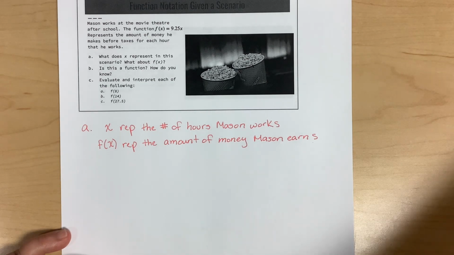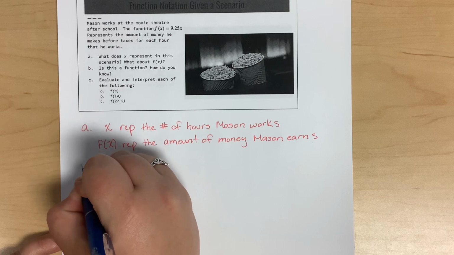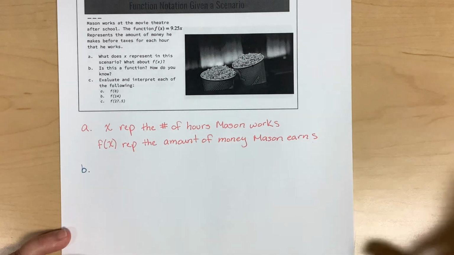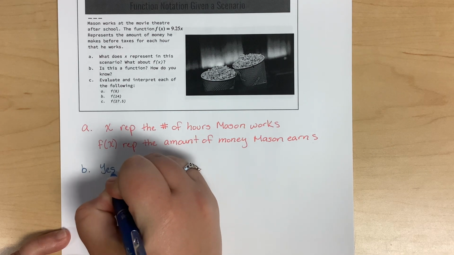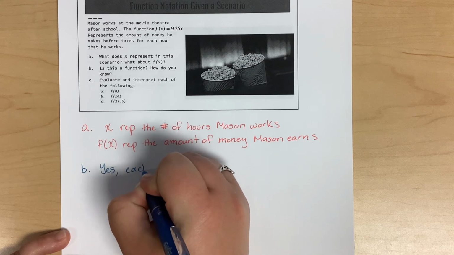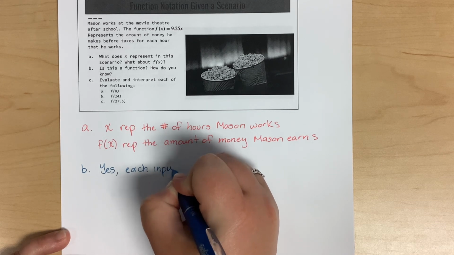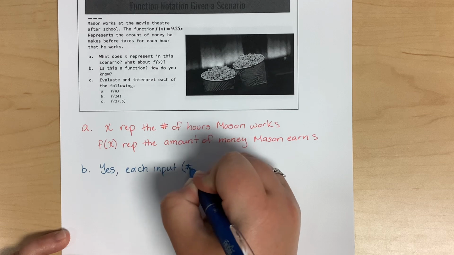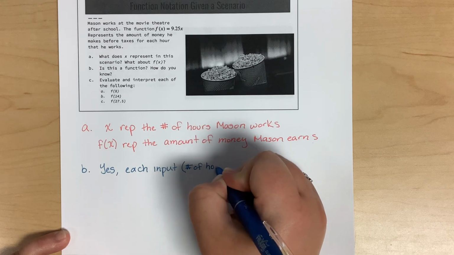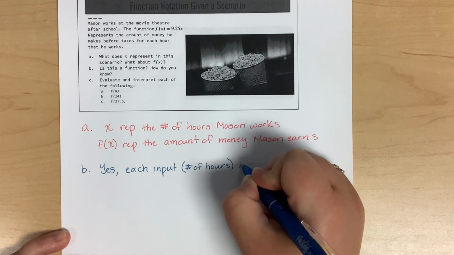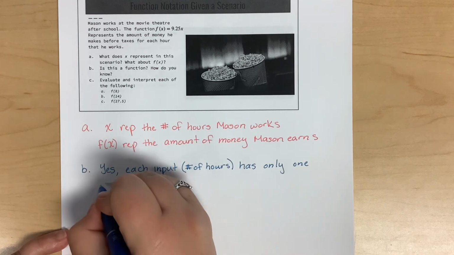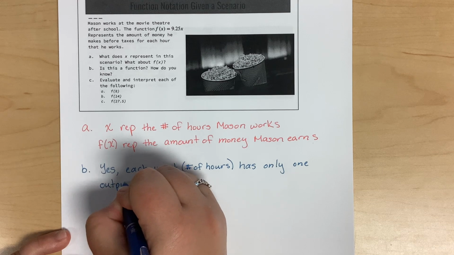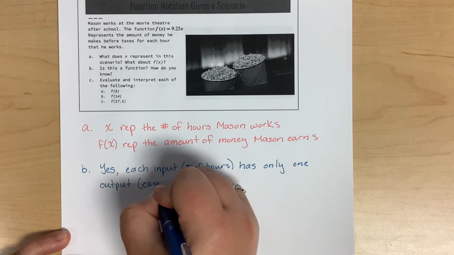All right, part B. Is this a function and how do you know? Short answer, yes. The amount of hours that Mason works results in only one amount of money. So yes, each input, which is number of hours, has only one output, which is earnings.